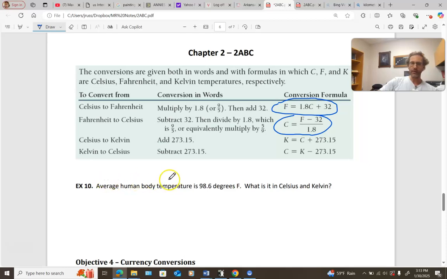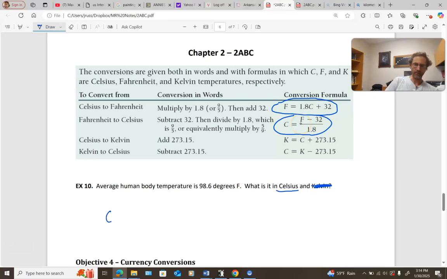It says average human body temperature is 98.6 degrees Fahrenheit. So what would this be in Celsius? We're just going to focus on Celsius here. We're not going to worry about Kelvin. Kelvin is another scale. It's used more in research. All right, so if I'm trying to go from Fahrenheit to Celsius, then I need to use this second formula.